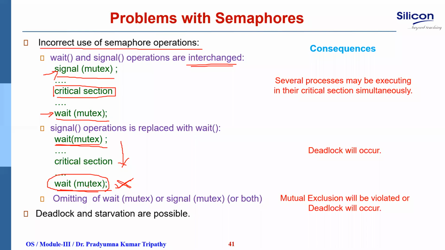So incorrect use of semaphore may lead to some problems. Sometimes omitting wait or signal or both may also raise problems, if you forget to give wait or forget to give signal. So both deadlock and starvation are possible in case of semaphore. We cannot give a guarantee that deadlock will never occur or starvation will never occur.